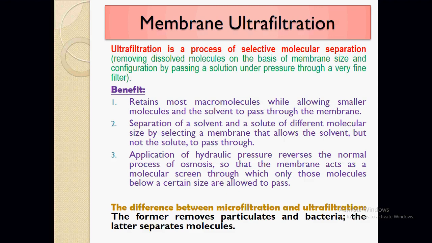The benefit is to retain more macromolecules while allowing smaller molecules and the solvent to pass through the membrane. Also, it separates a solvent and a solute of different molecular size by selecting a membrane that allows the solvent but not the solute to pass through. We can apply a hydraulic pressure that reverses the normal process of osmosis so that the membrane acts as a molecular screen through which only those molecules below a certain size are allowed to pass. So the aim is to separate according to molecular size. The difference between microfiltration or membrane filtration and membrane ultrafiltration is that the former, membrane filtration, is to remove microorganisms and particulates, while ultrafiltration is to separate the molecules according to their molecular size.